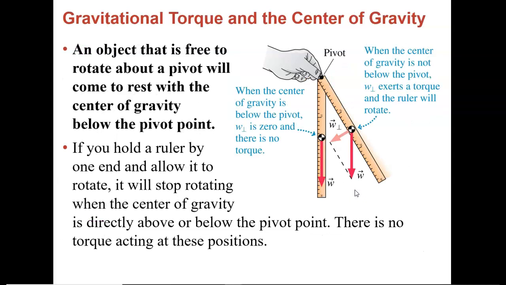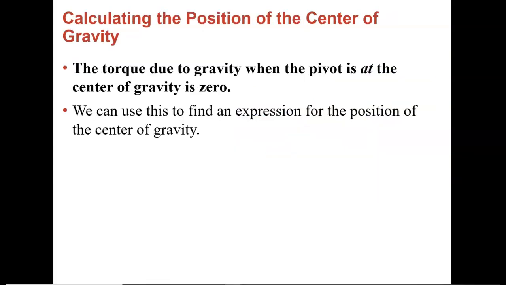All right. So an object that's free to rotate around a pivot point will come to rest with the center of gravity directly below the pivot point. You want to have your center of gravity in line with your pivot point. If something freely rotates, the center of gravity is going to be directly below it, just like it shows back there.